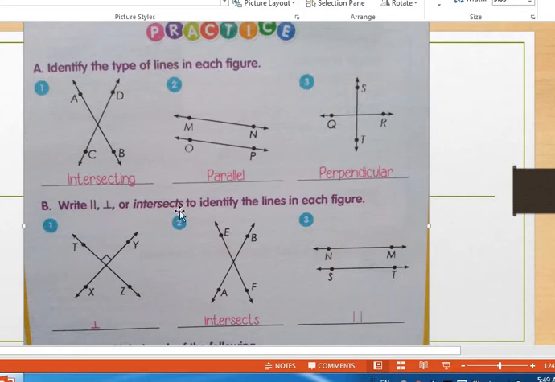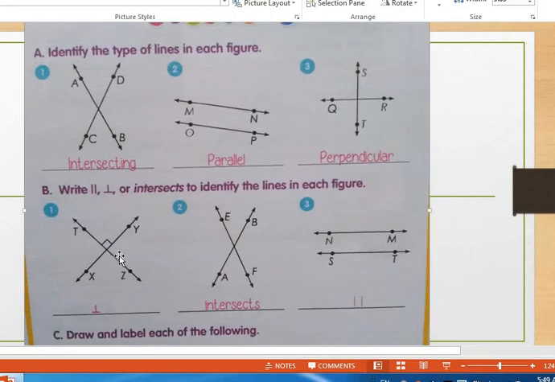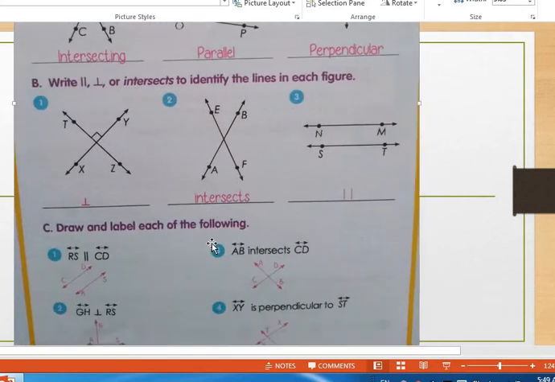Perpendicular or intersects: identify the lines in each figure. So I have here perpendicular, right, because this sign is 90 degrees, perpendicular. When I see this box, I know that it's perpendicular, 90 degrees. Here, intersects, it doesn't have any sign, so I write intersects. And this is parallel, excellent. This is the symbol of parallel. Draw and label each of the following. It's very easy now, miss.